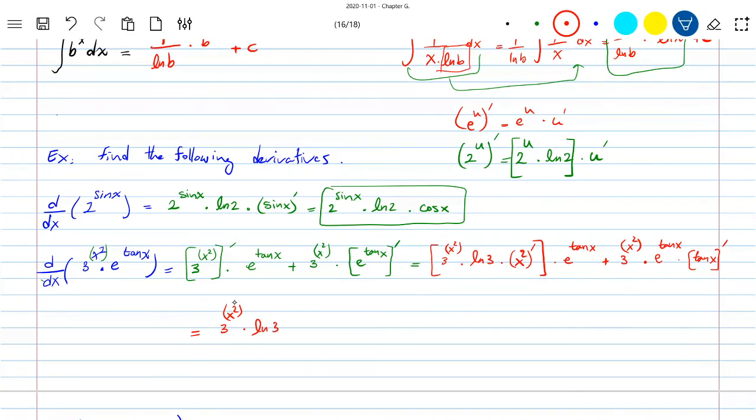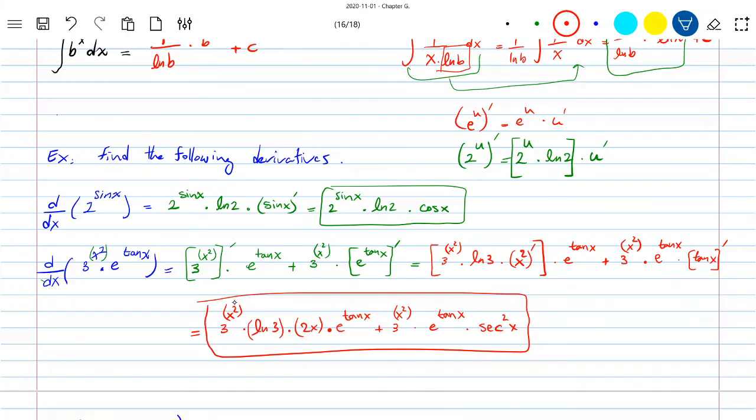And finally, you can write everything: 3 to the x squared multiplied by (ln 3) multiplied by 2x. We use parentheses just to make sure that the ln 3 is separated from the 2. Multiplied by e to the tangent x, plus 3 to the x squared multiplied by e to the tangent x multiplied by the tangent x derivative, which is secant squared x. And here we have the derivative.